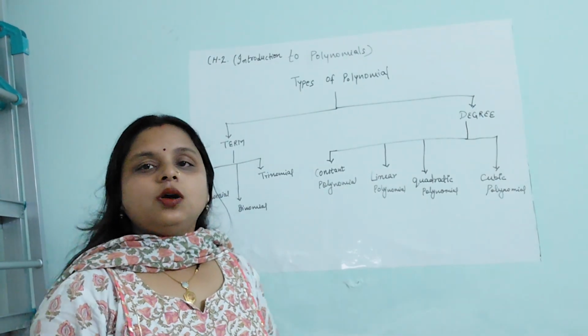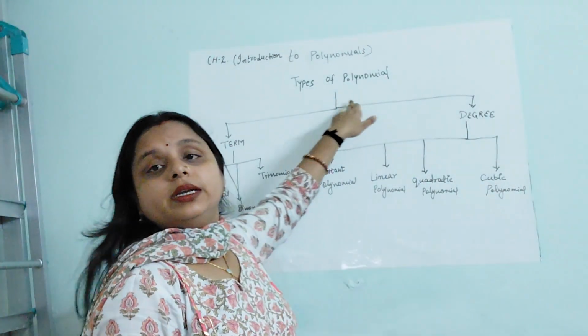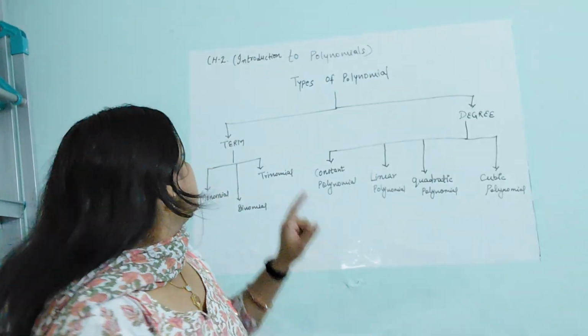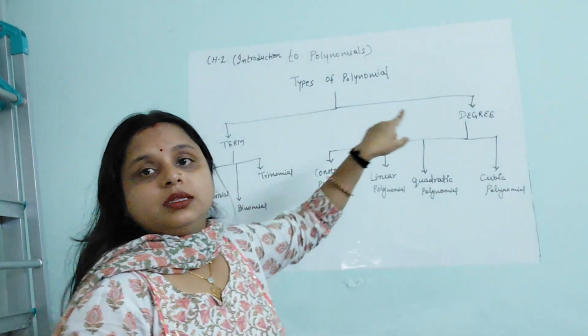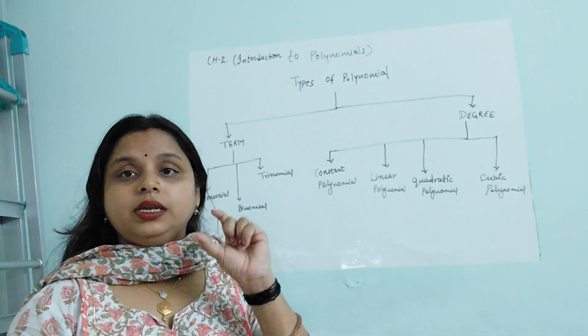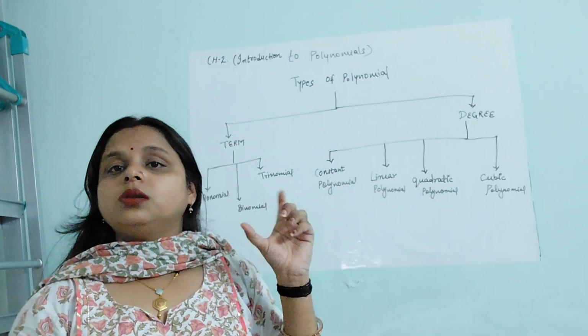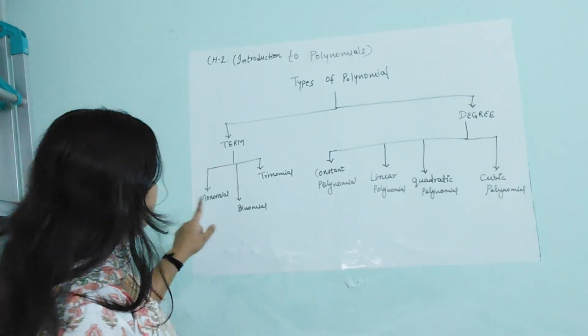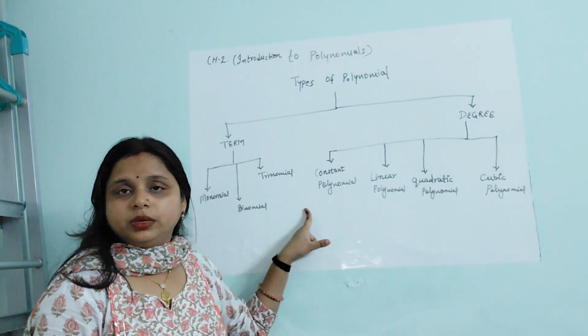Hello everyone. So now today we will see what are the types of polynomials. There are two types of polynomials. One is on the basis of term and the other one is on the basis of degree. Okay. So term, we have seen the individual components of a polynomial are called terms. Terms can be of three kinds: monomial, binomial and trinomial.